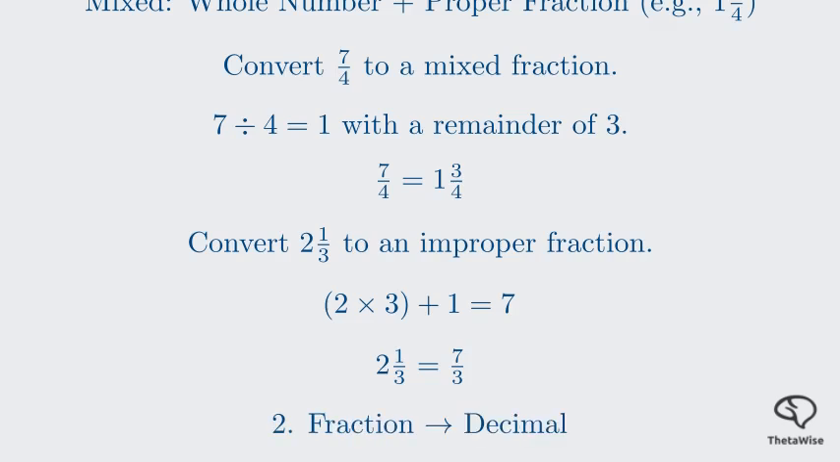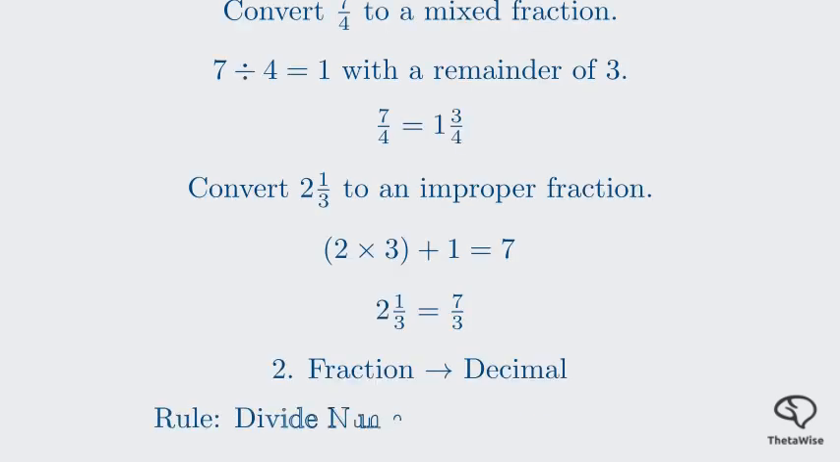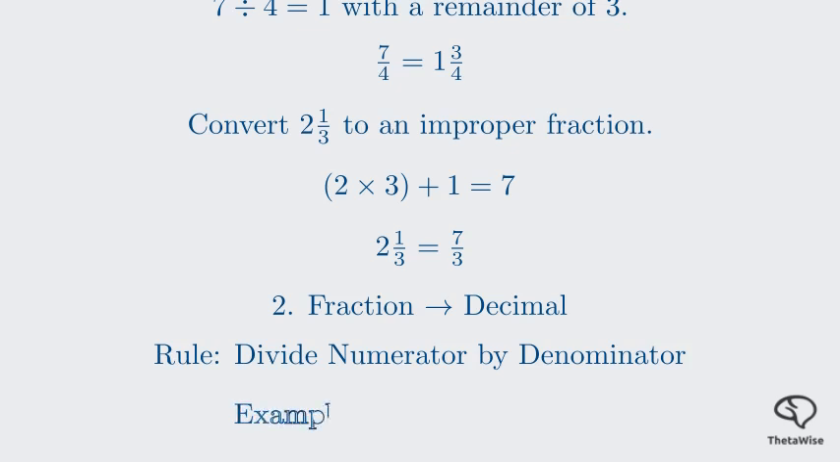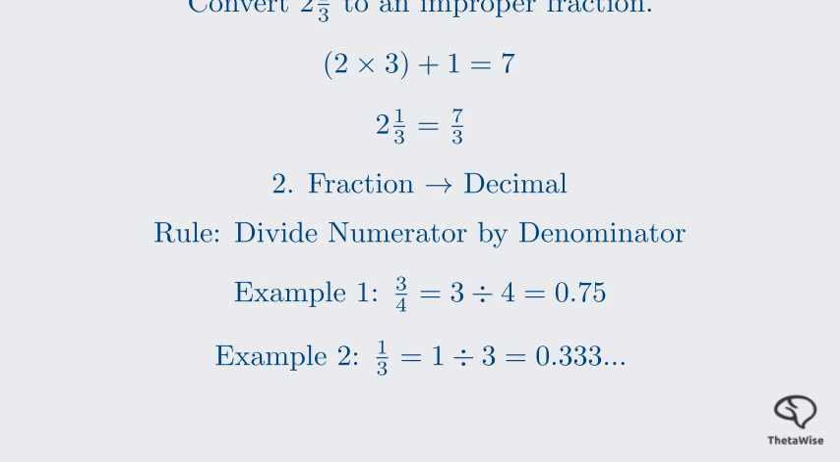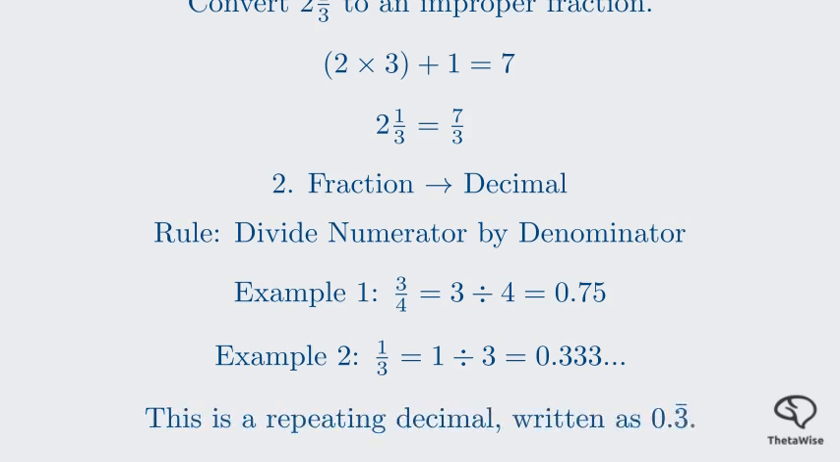Next, converting fractions to decimals. This is straightforward. You simply divide the numerator by the denominator. For example, 3 over 4 is 3 divided by 4, which equals 0.75. For 1 over 3, 1 divided by 3 gives us 0.333, and so on. This is a repeating decimal, which we can write as 0.3 with a bar over the 3.